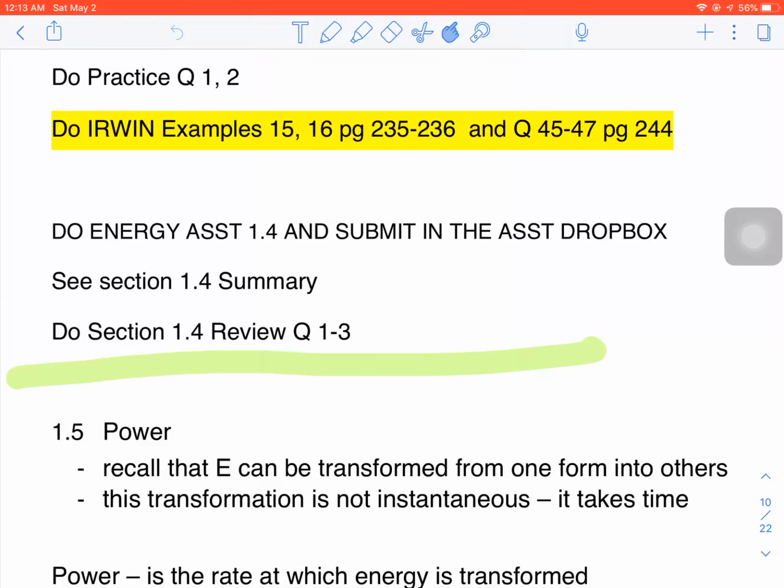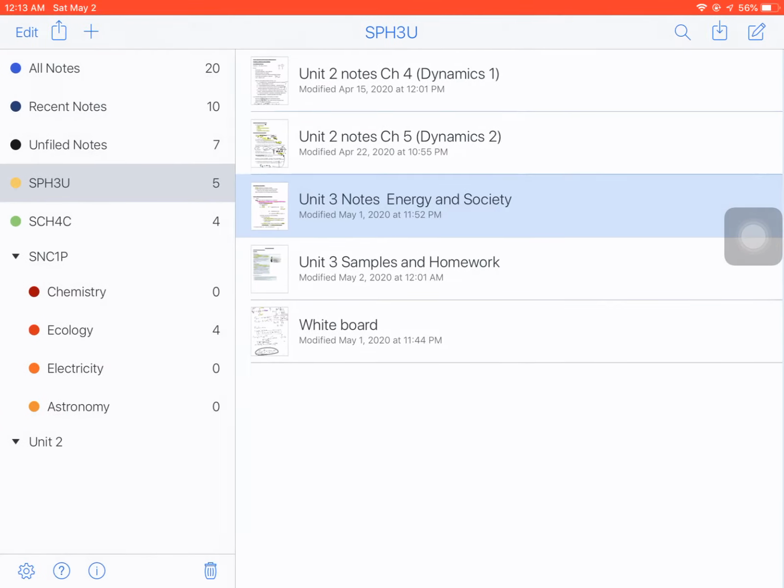Hi all. In our last section on 1.4, we were looking at efficiency and how good something is at converting input energy into desired output energy. Again, remember 100% of energy in comes out, but it's not all desirable. It's not all in a form that is useful.